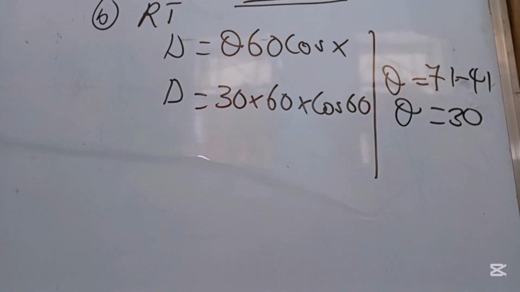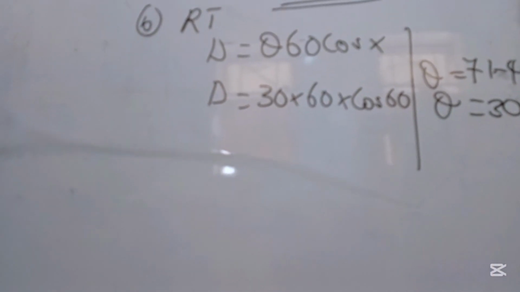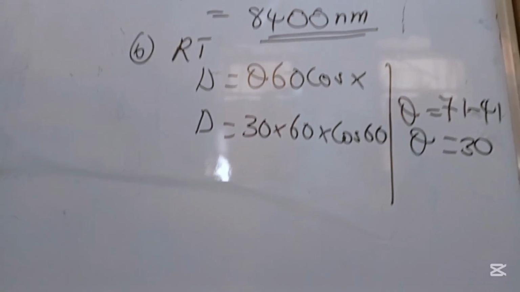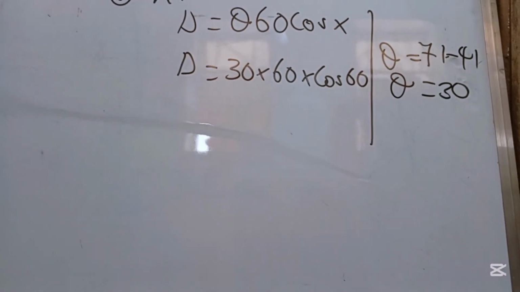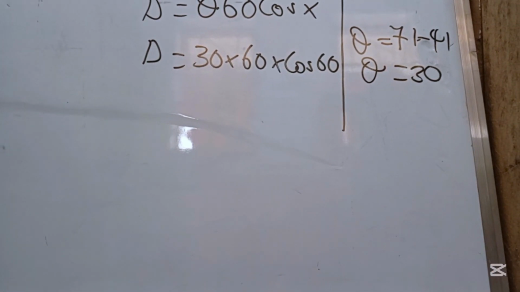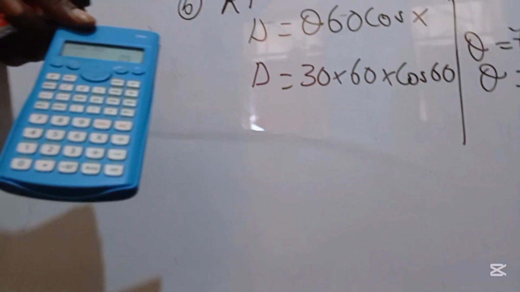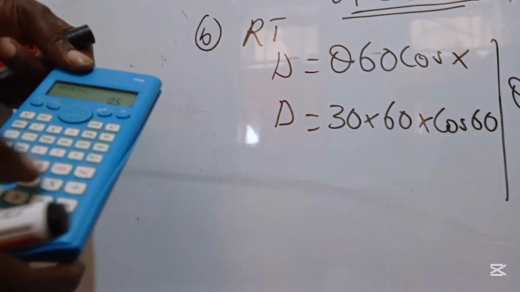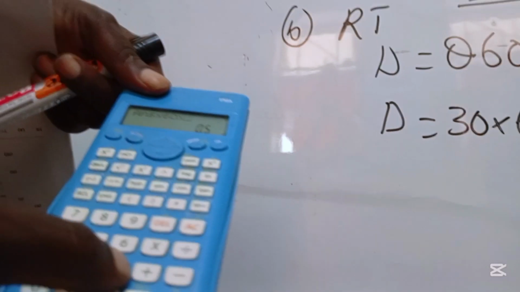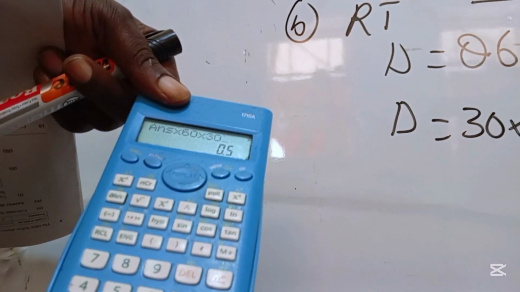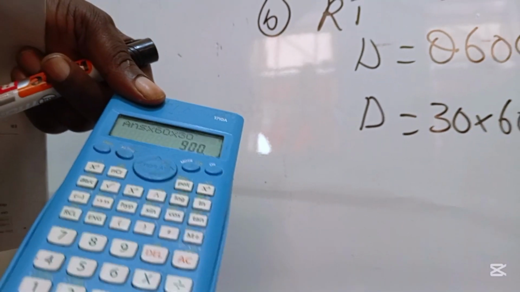Me, I love to teach my children to start with cos. You say cos 60, it is 0.5. Let's hope the cameraman is able to see. So from there, you multiply by 60 now. Again, multiply by 30. So eventually, you are going to come up with 900.